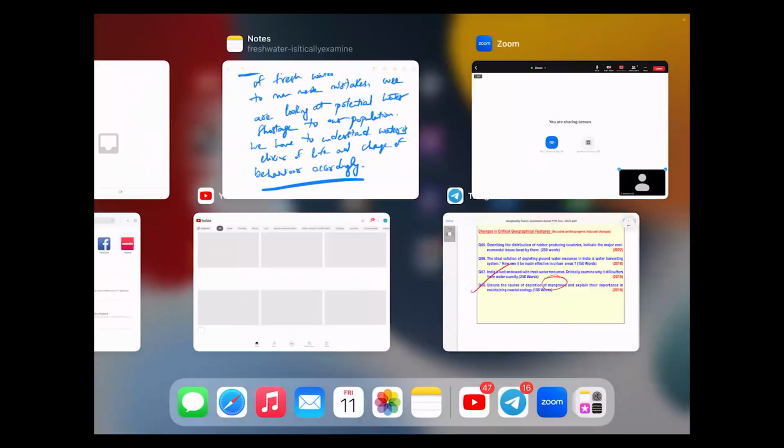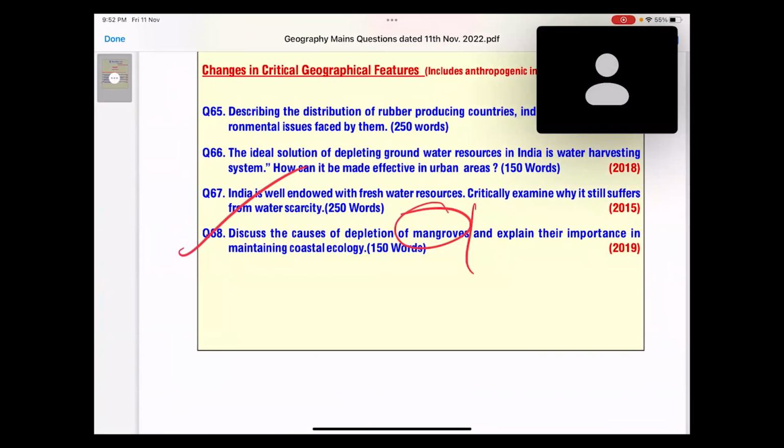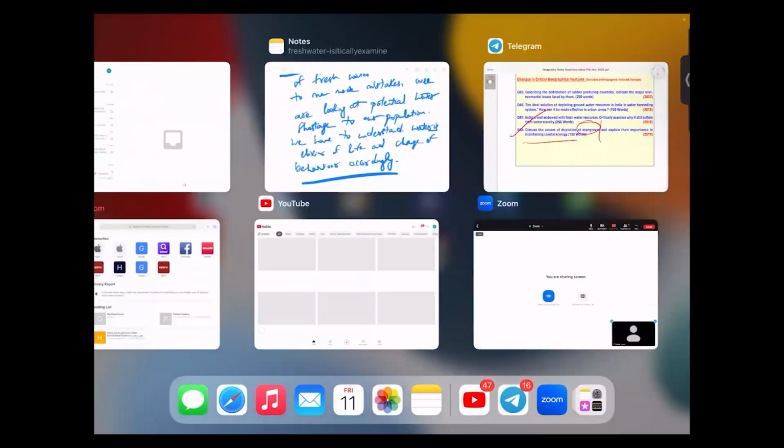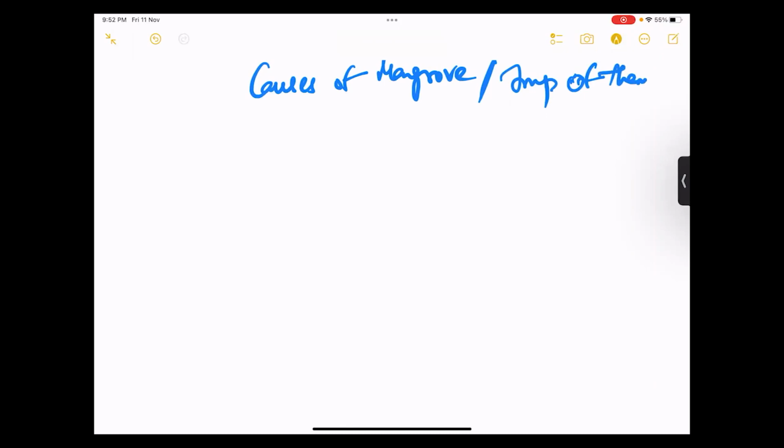See the question. Discuss the causes of depletion of mangroves. First part of the question. Explain their importance in maintaining coastal ecology. So obviously you have to have two side headings. First, introduction. Then in body you have two side headings. So what is the question? Causes of mangrove depletion, and then importance of them in maintaining coastal ecology or ecosystem.